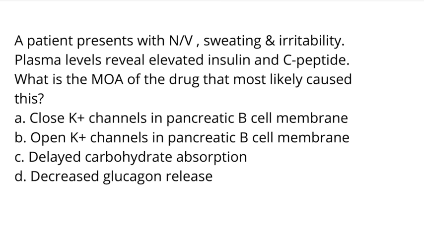Option A is the action of sulfonylureas. Option B is a distractor. Option C is a mechanism of action of alpha glucosidase inhibitors. And option D is a mechanism of action of amylin analogs. So of course, that means that option A is the answer. Please note that sulfonylureas can lead to an elevated C-peptide and an elevated insulin.